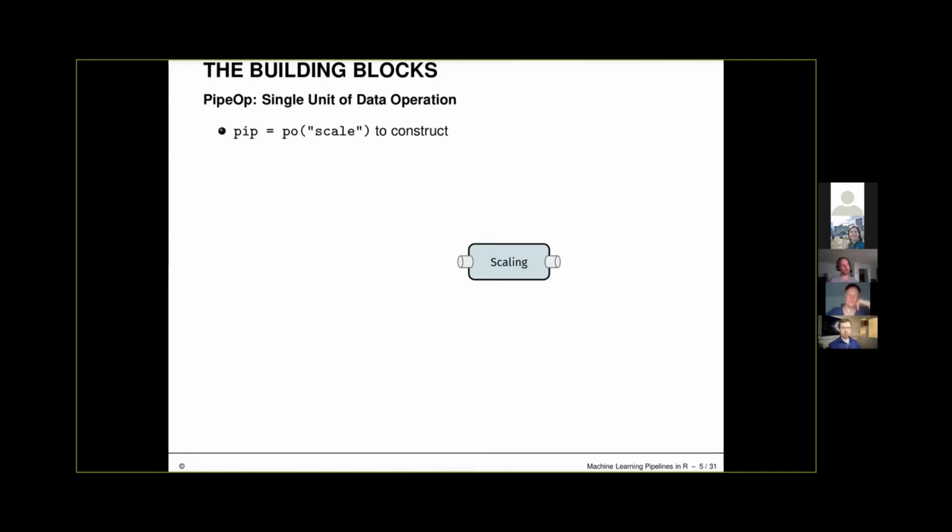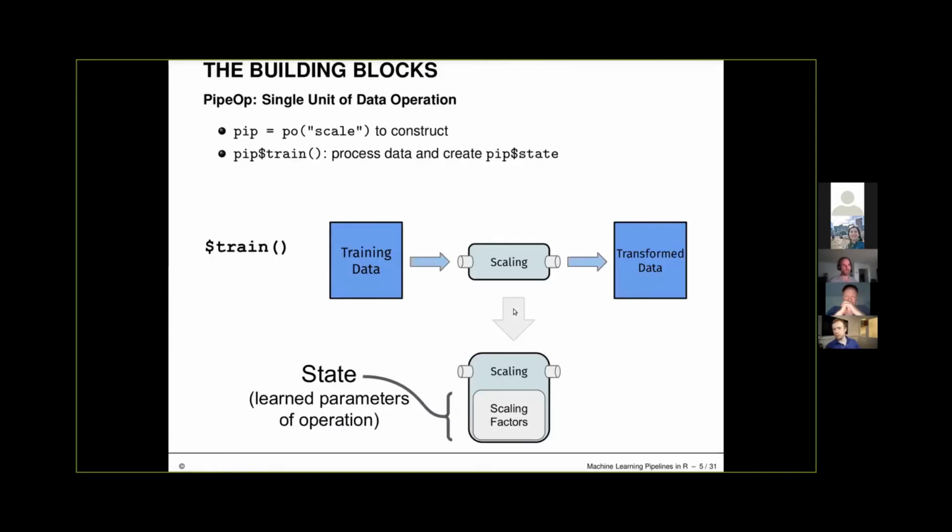And they are objects. So they have a constructor, again, with a nice little sugar. You can use this PO function here, and you can construct your pipe operator. In the beginning, I will use the scale operator as a very simple example, because I think most of you will understand how scaling works. And now, the important thing, and what makes everything a little bit more complicated, is that this operator is not a single function call, okay?